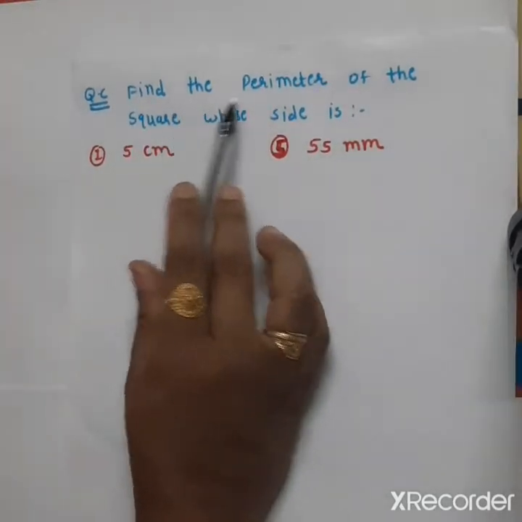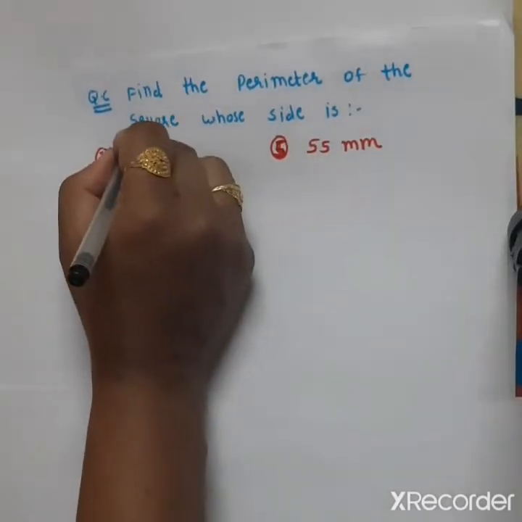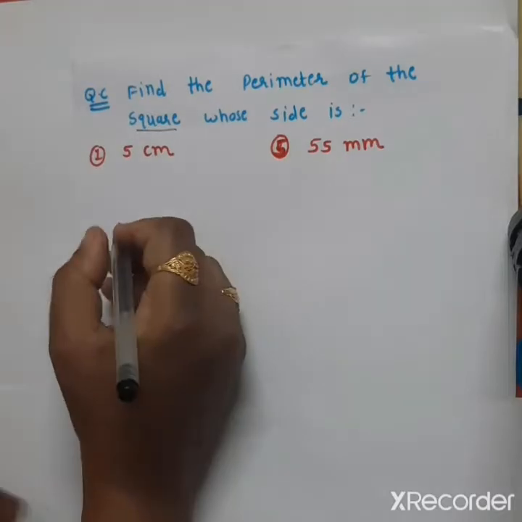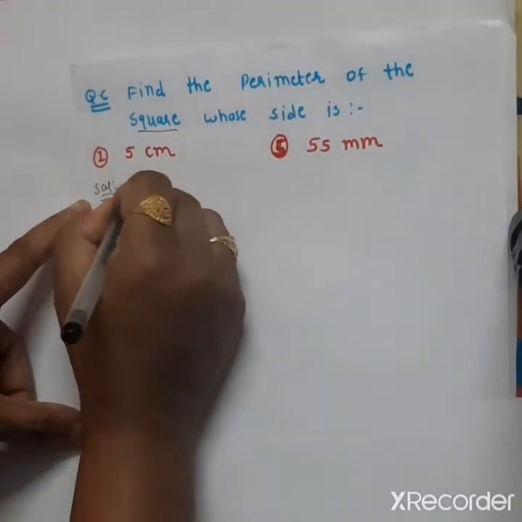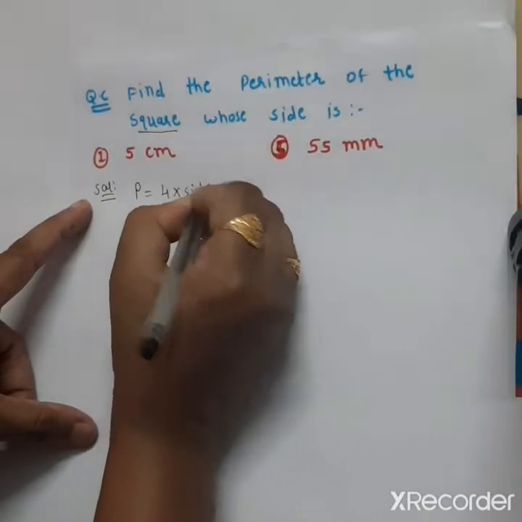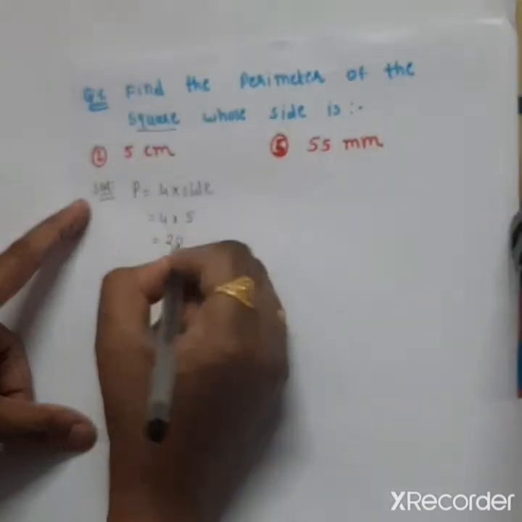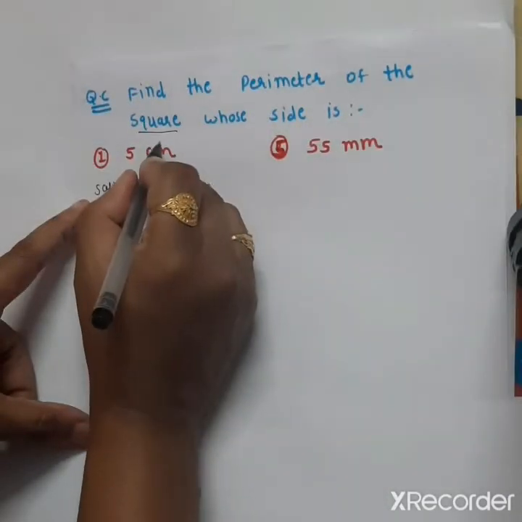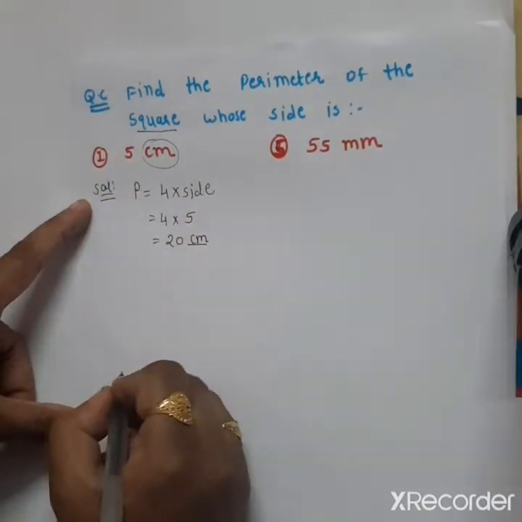Question C. Find the perimeter of the square whose side is given. Here, we want to find the perimeter of a square. The first one is 5 centimeter. The formula to find the perimeter of a square is 4 into side. So this is 4 into 5. 4 fives are 20. What about the unit? The side is given in centimeter, so the unit will be centimeter.